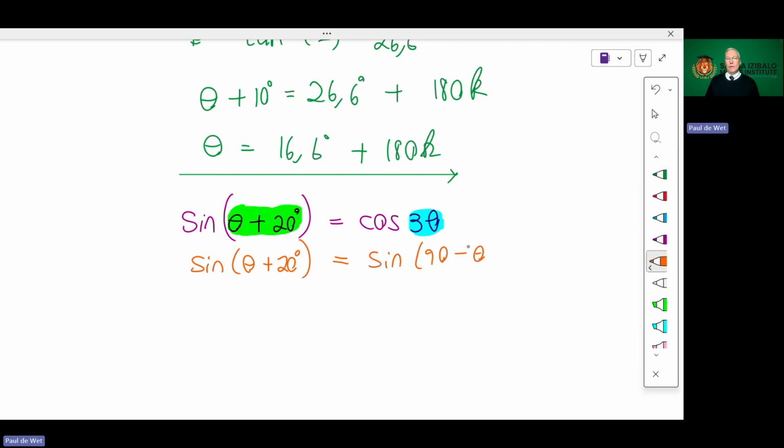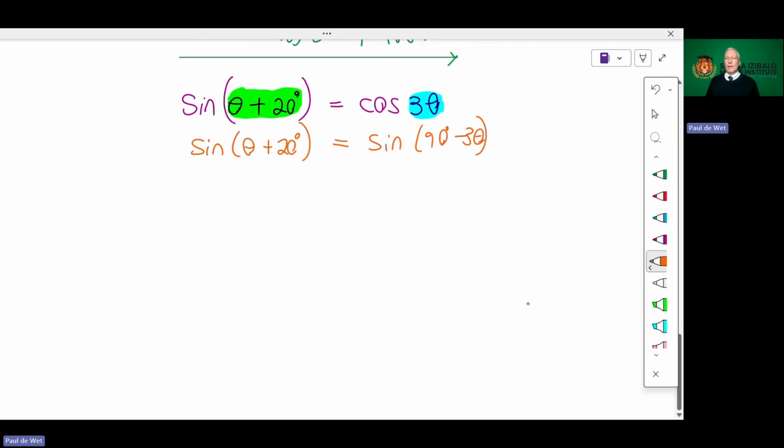That's the same as cos, right? Using our co-ratio reduction. Okay, now we've got sine of something equal to sine of something else. Going to divert just to the bottom here, just to quickly explain something.